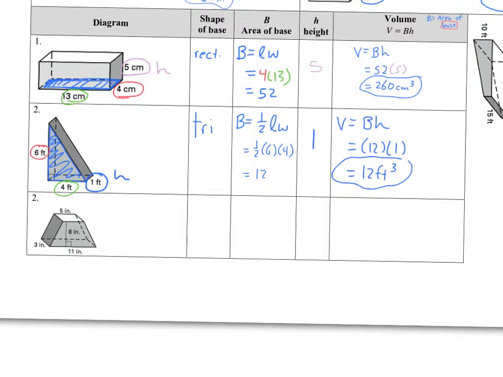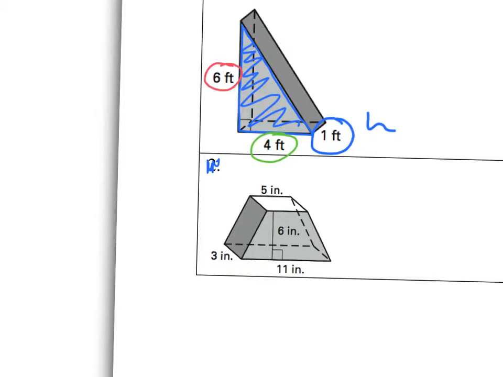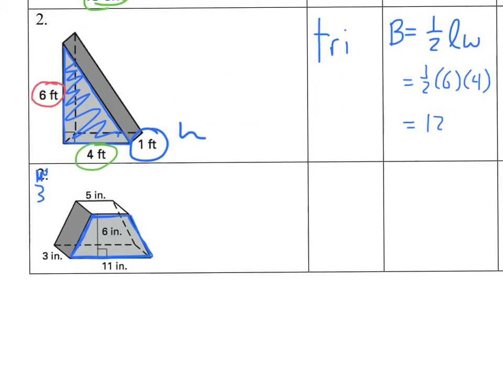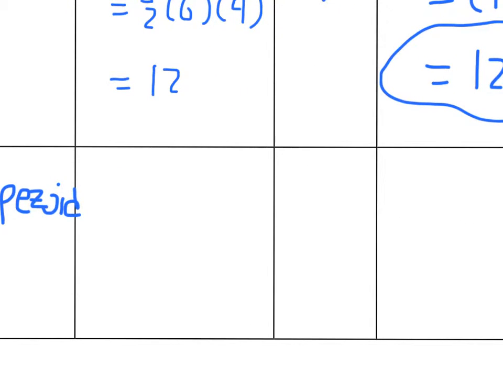And the last one should be number 3, not number 2. So look at this here. The shape of my base is the trapezoid, hanging out there in the front. So I have to use a trapezoidal formula. So in this case, to find B, we have to take the average of the bases and multiply by the height of the trapezoid, not the height of the prism.